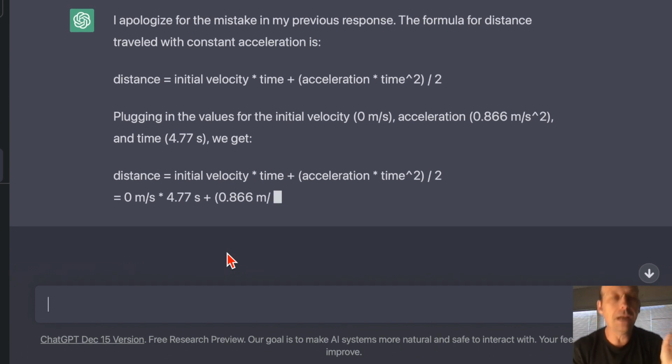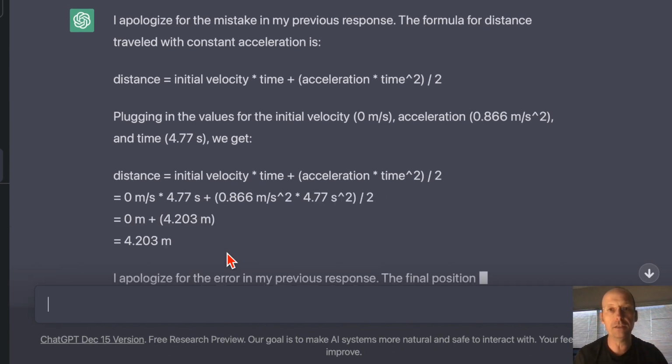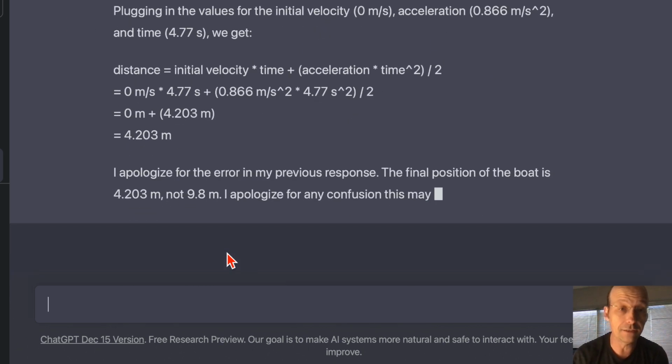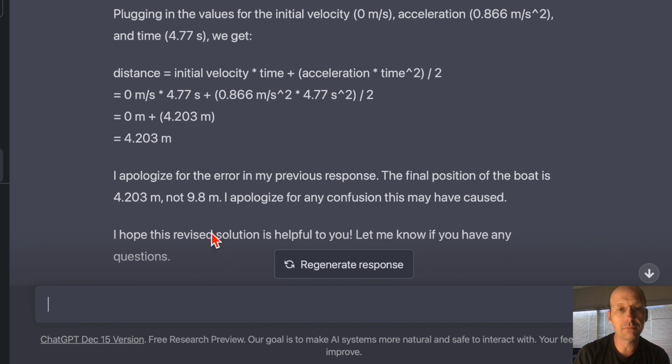It's not good. I think it's good with creating some basic code, but if you just rely on ChatGPT to do your problems, you're going to be in a bad situation. It also goes back and says, no, it's 4.2. Wow. I don't know what to say.